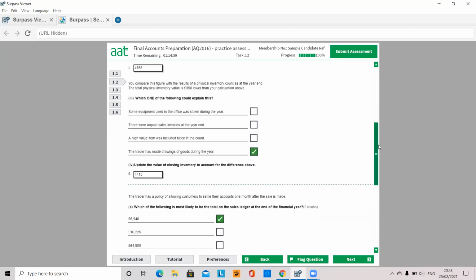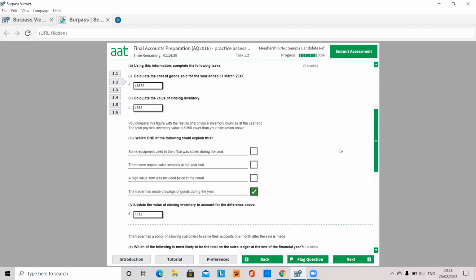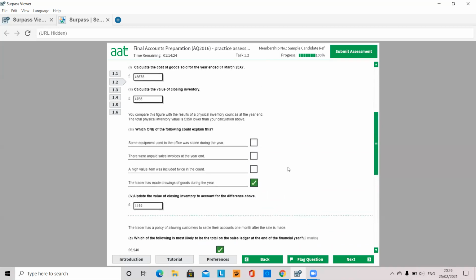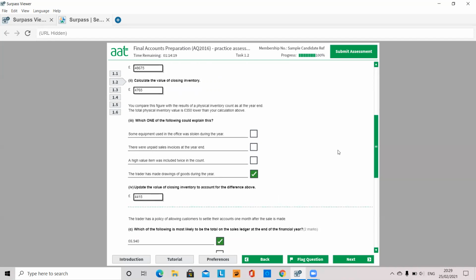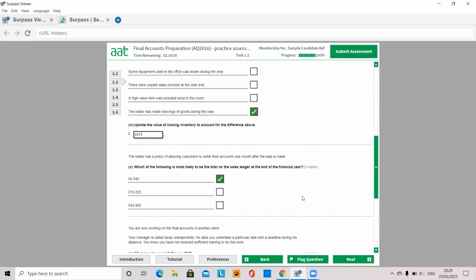So therefore, the closest to that is 6,940. Again, logically, if your sales are 64,900, yeah, and it says that you allow your customers 1 month to settle their accounts after the sale, then it's unlikely that you're going to be left with 64,900 at the end of the period, or 16,225, because it's per month, isn't it? So you could divide it by 12 or divide it by 11, and we decided that was the closest answer to it. So that's what we decided.